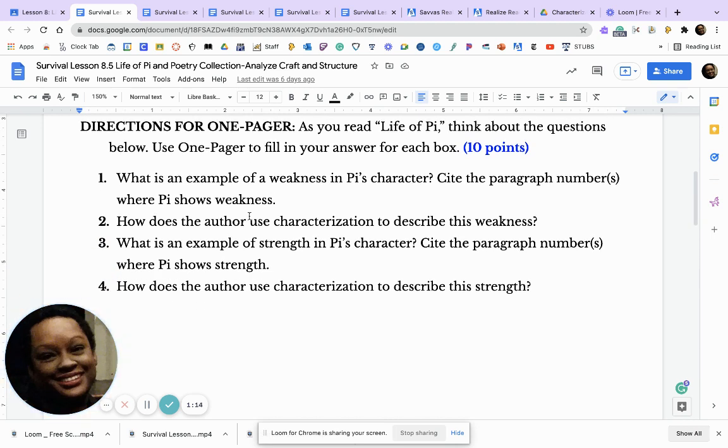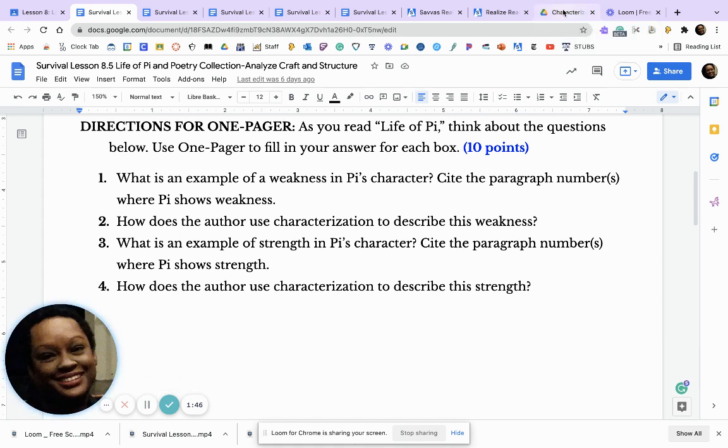Okay, so question number 1. What is an example of a weakness in Pi's character? Cite the paragraph numbers where Pi shows weakness. Question number 2. How does the author use characterization to describe this weakness? 3. What is an example of strength in Pi's character? Cite the paragraph numbers where Pi shows strength. 4. How does the author, Martel, use characterization to describe this strength?